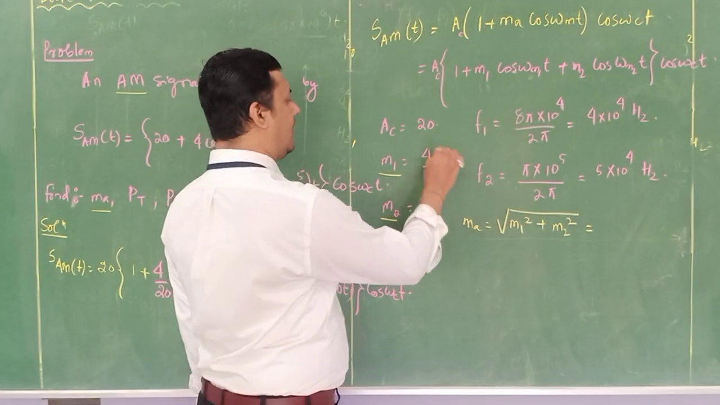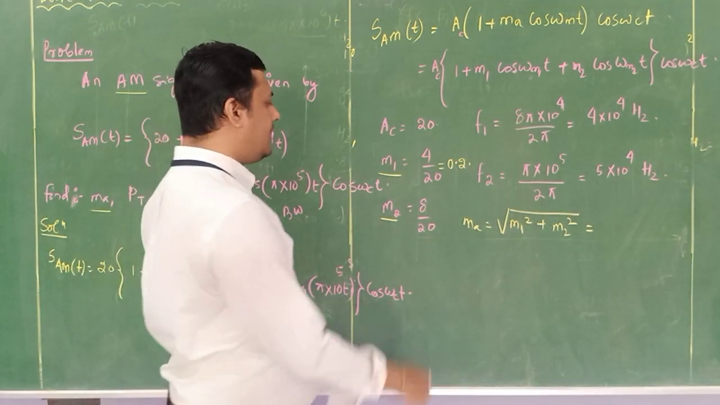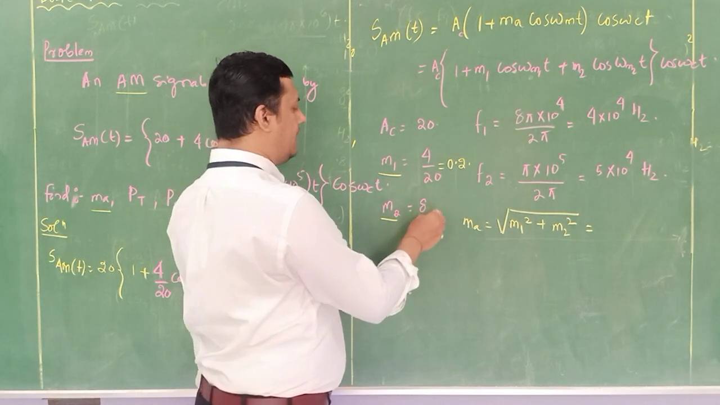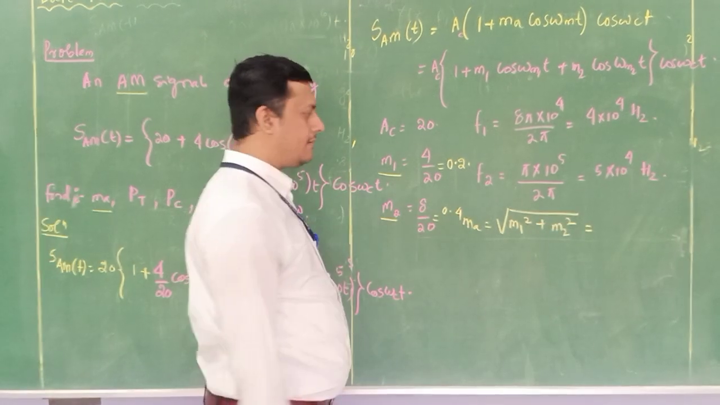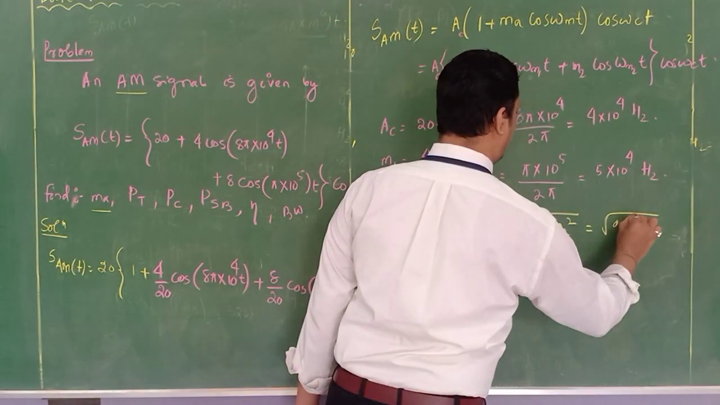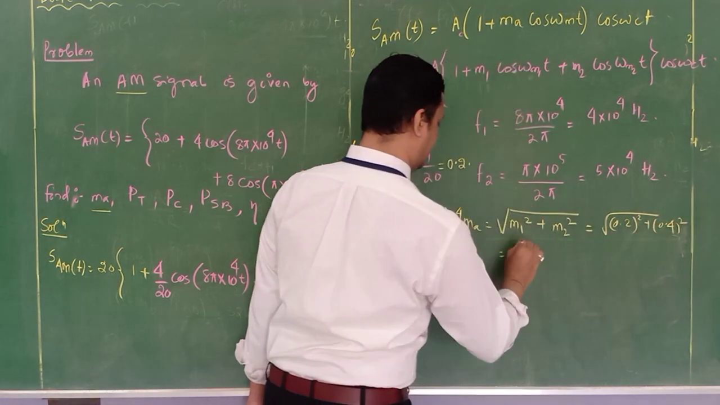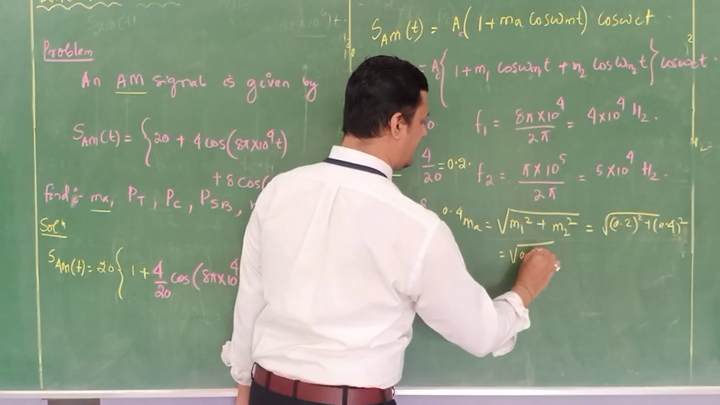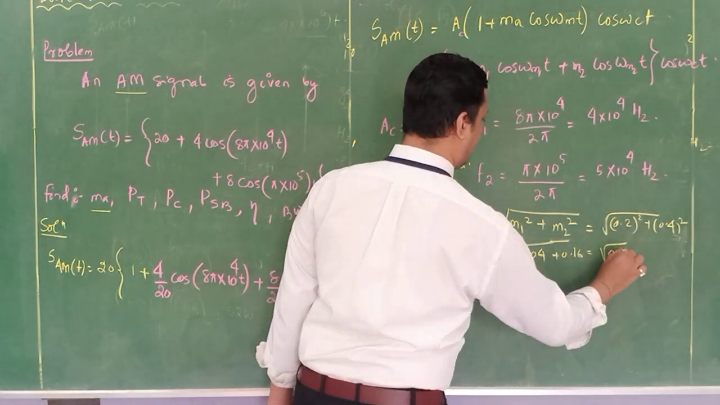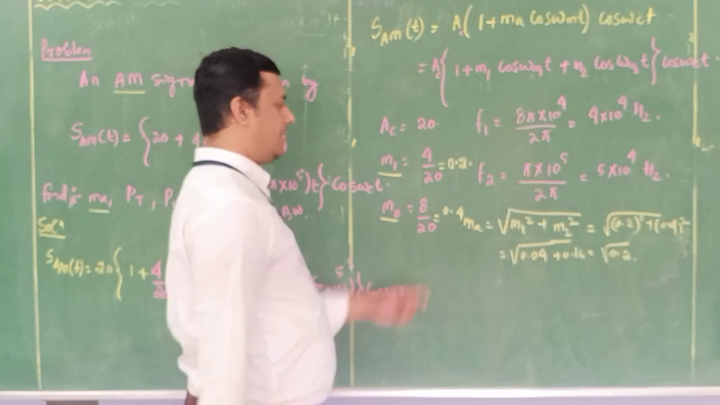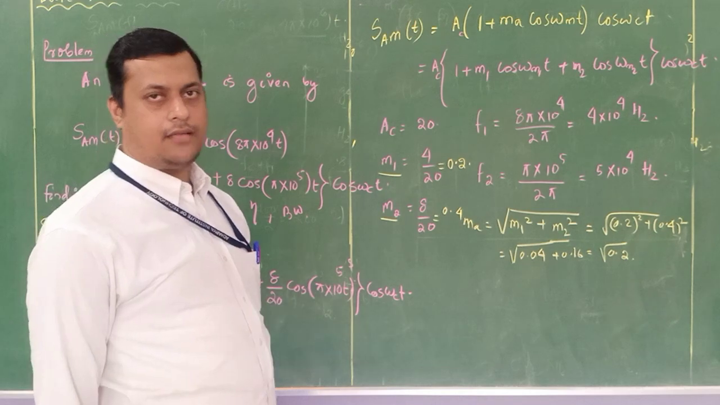Okay. Now if you solve this, you will get 0.2 because 1 by 5 means it is 0.2. And this one, 2 divided by 5, means it is 0.4. So it is root over of 0.2 whole square plus 0.4 whole square, that is equal to root over of 0.04 plus 0.16, root over of 0.2. So this is my MA. MA is equal to 0.2. You can calculate it on a calculator and solve it.